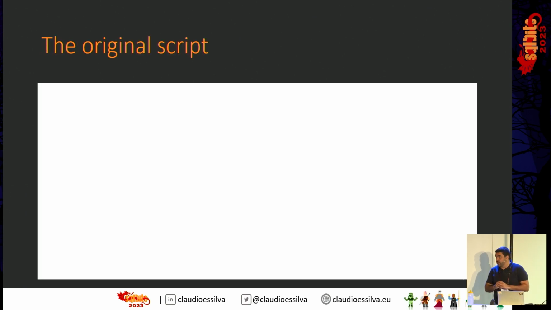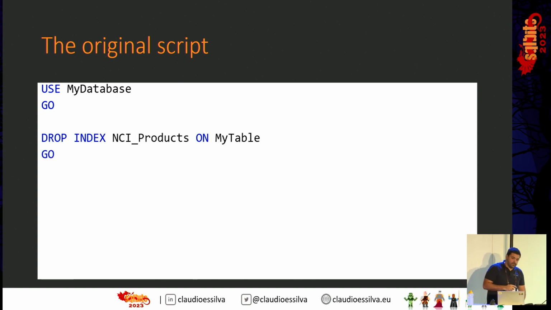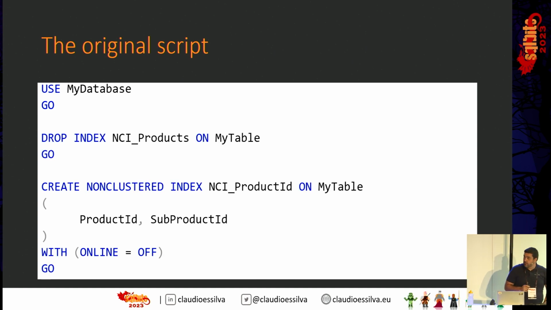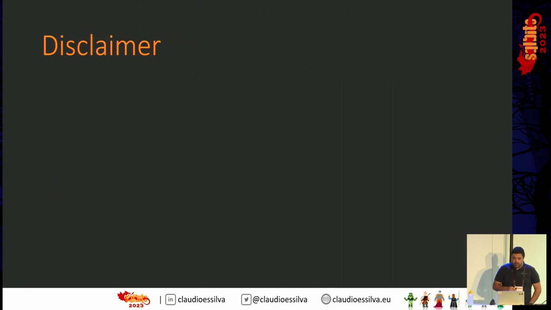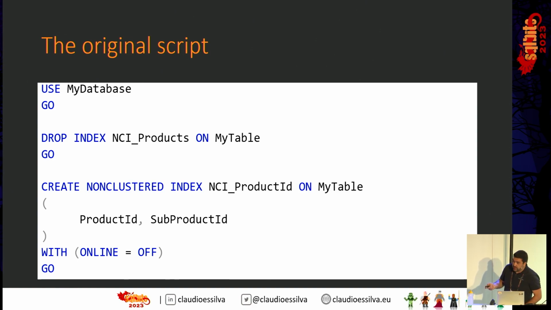This is the original script that the deployment team ran. We are dropping the current index and creating the index with the same name, but instead of one column, adding an extra index key. Also important, it was done offline, meaning the table being used will be locked to be able to create the index.